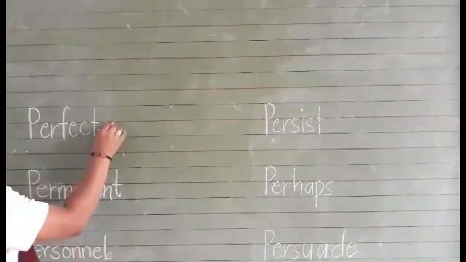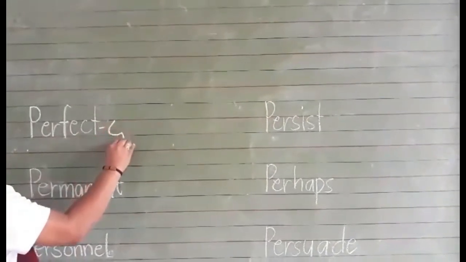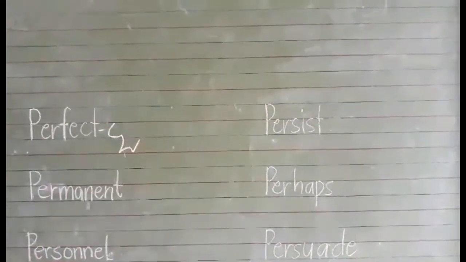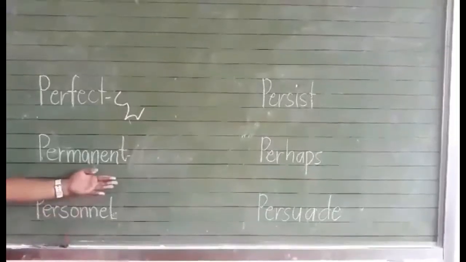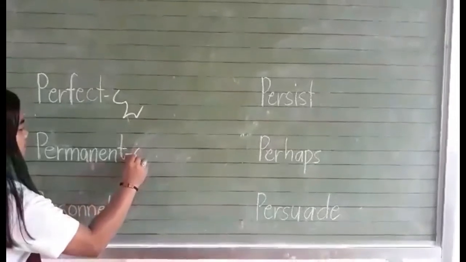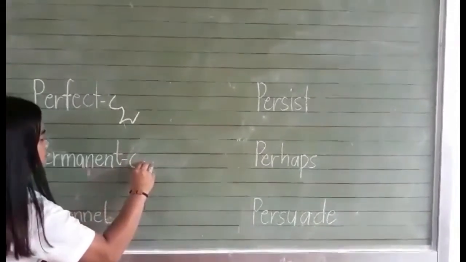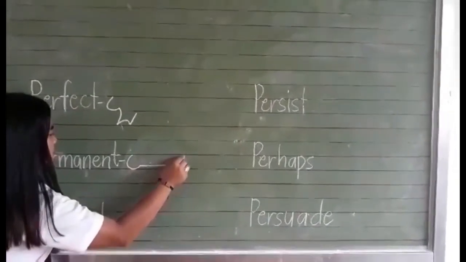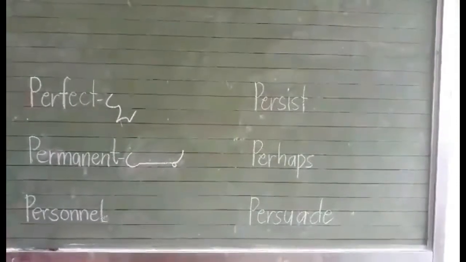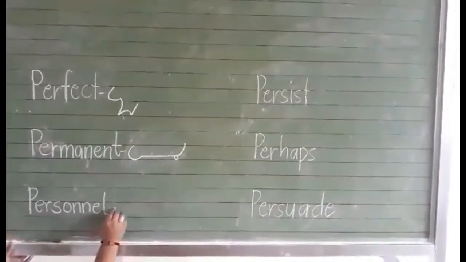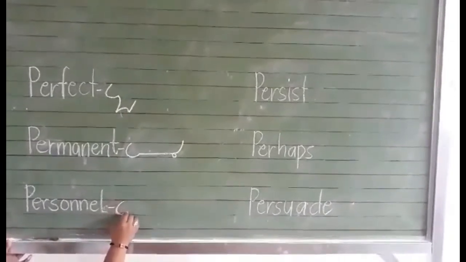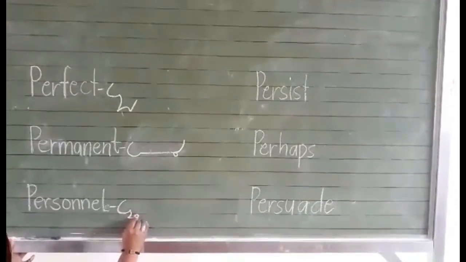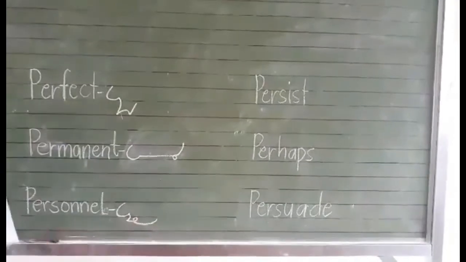Perfect is represented by the word beginning per, F, K, and T. Permanent is represented by the word beginning per, a combination of M, N, E, and T. Personal is represented by per, S, N, E, and L.